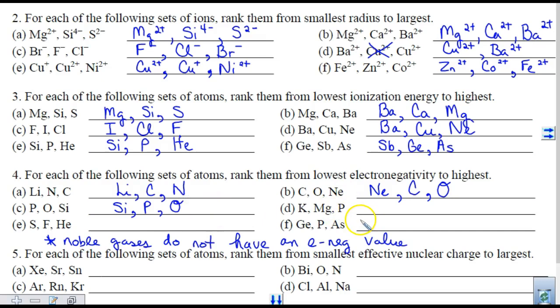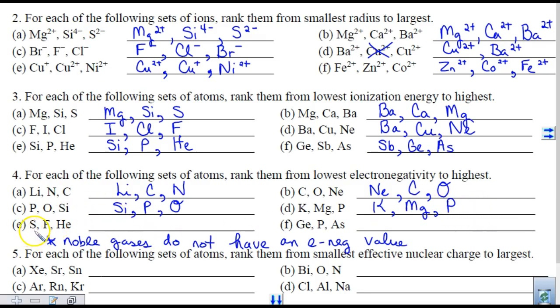So silicon is going to have the lowest electronegativity, and then phosphorus, and then oxygen will have the highest of the three because it is farther to the right and higher up. Alright, in D, we're looking at potassium, magnesium, and phosphorus. Pause the video now and see if you can put them in the correct order. Okay, our element that is farthest to the left and lowest down is potassium. So potassium is going to have the lowest value, followed by magnesium, and then our highest value is going to be our phosphorus, as it is the element that is farthest to the right.